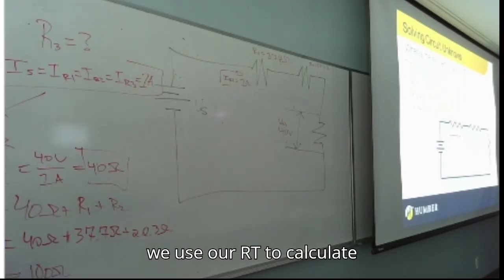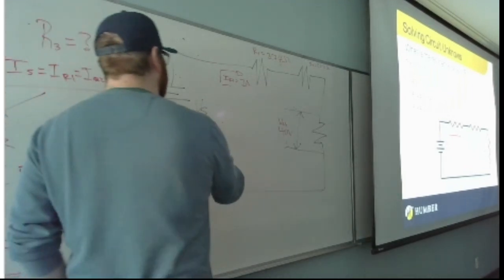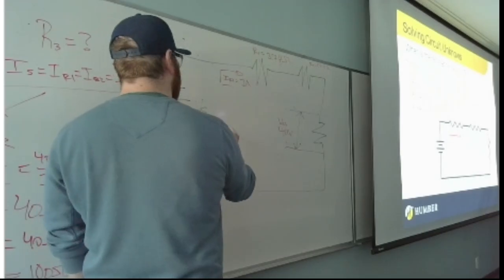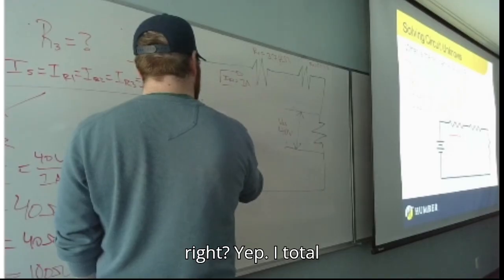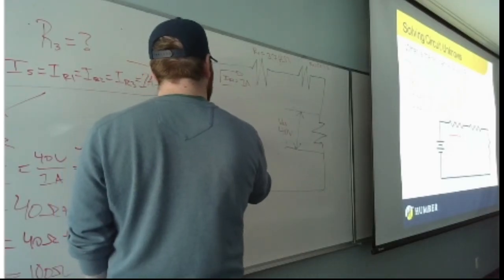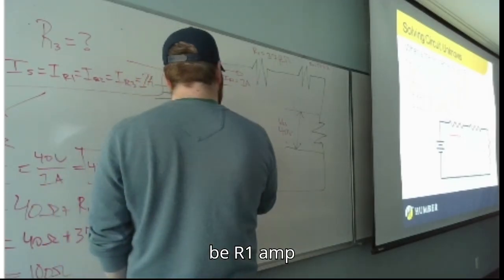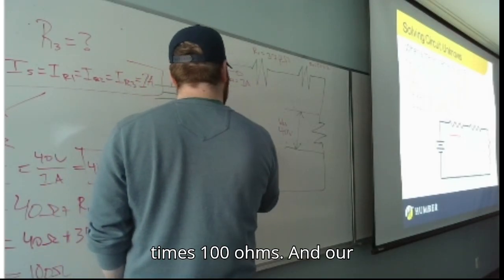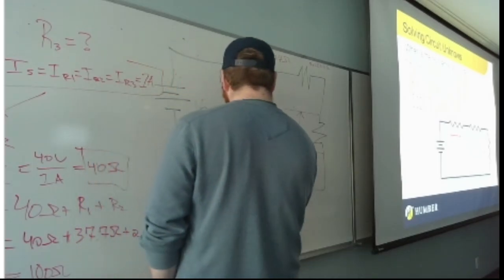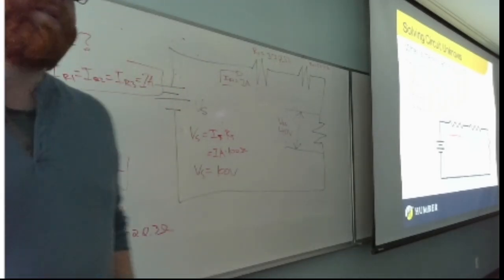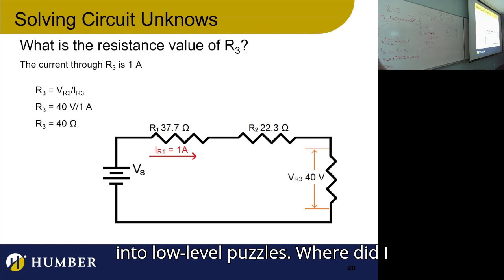And then if we use our R total to calculate the voltage source, V is equal to IR, right? Yep. I total times R total, which is going to be our 1 amp times 100 ohms, and our voltage source will equal 100 volts. Yep. Yeah? Cool. Awesome. So now we're starting to get into low-level puzzles.